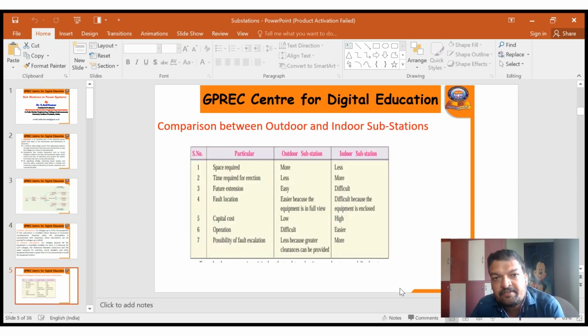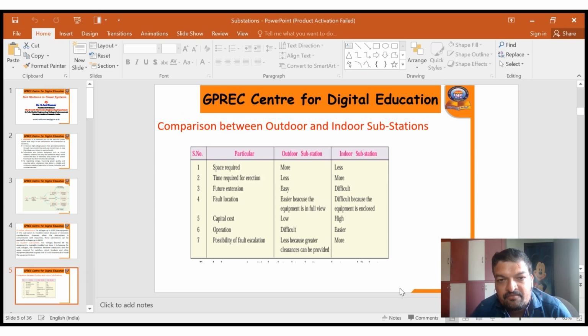Coming to the comparison between indoor substation and outdoor substation. First, the space required. For outdoor substation, we require more space, whereas in indoor substation, we require less space. Time required for erection: the outdoor substation has more space, so it requires very little time for erection, whereas the indoor substation has less space, so it requires more time for erection.